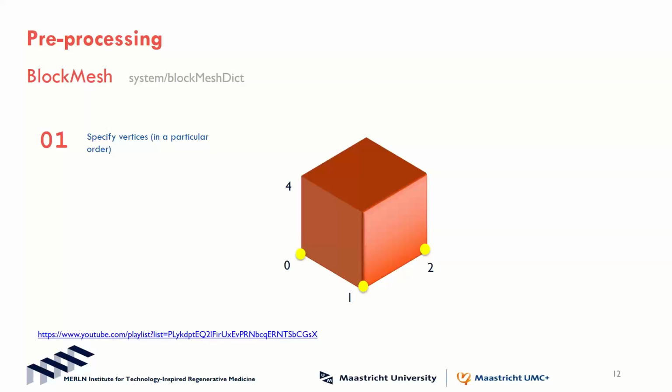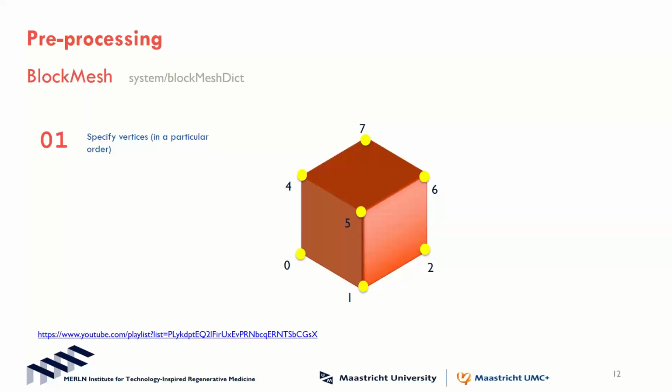So first, I will describe what I'm doing for my pre-processing. I will take my domain and specify the vertices. It is needed that you specify your vertices in a particular order. This is also there in the OpenFOAM guide. Plus, there is a nice playlist that I have attached here where they walk through each part of the OpenFOAM blockMesh.